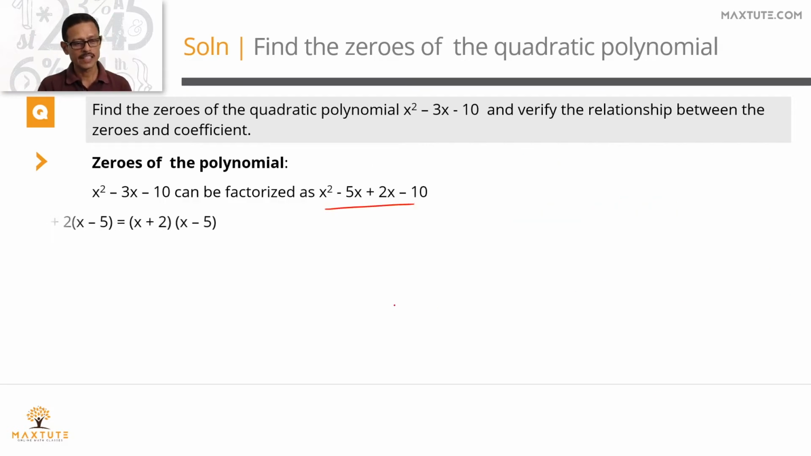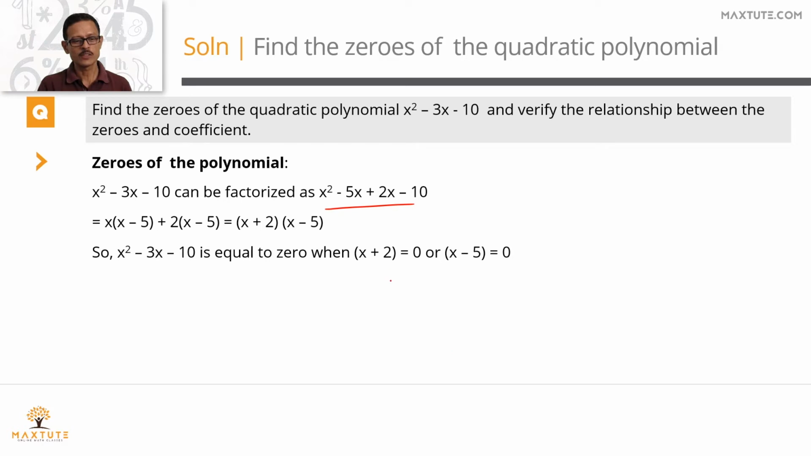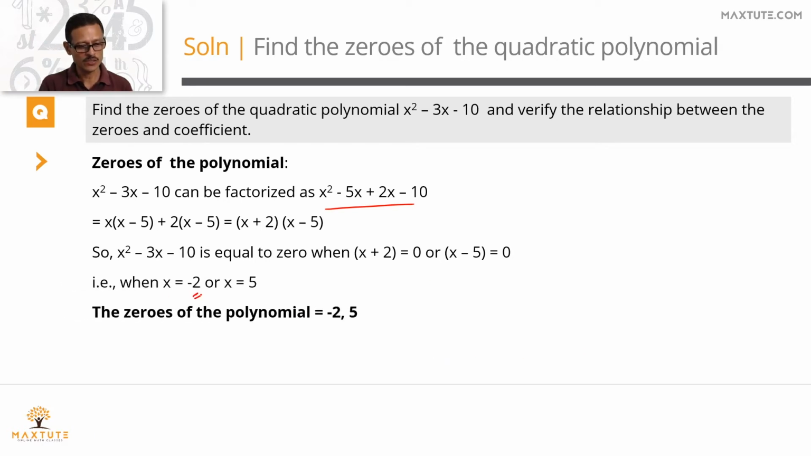Factorizes as follows. Can be rewritten as x plus 2 times x minus 5. If one of these two terms is 0, the polynomial is going to become 0. If x plus 2 is a 0, the value of x is minus 2. If x minus 5 is a 0, the value of x is equal to 5. So zeros are minus 2 and 5. Part 1 done. Let's move on to part 2.